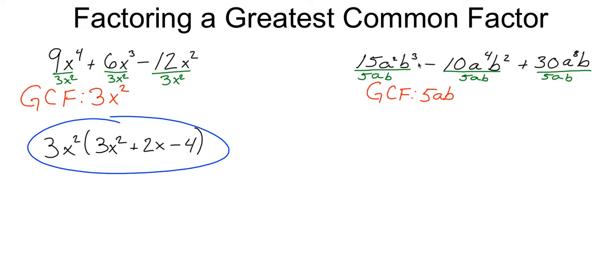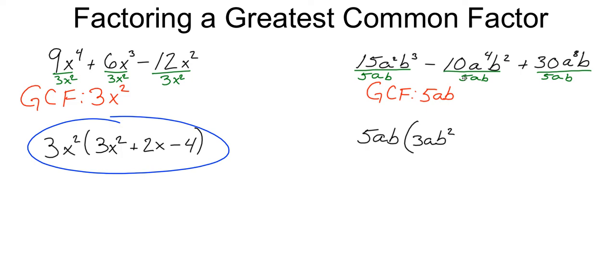So if I divide 15a squared b cubed by 5ab, it looks real complicated, but all we do is we're going to do the number divided by the number, the variable divided by the variable, and then the second variable divided by the second variable. So the first thing we have down is we have our greatest common factor, 5ab, open parentheses, and inside, I should have 3 terms because we had 3 terms up here. So 15 divided by 5 is 3. A squared divided by a is going to be a. B cubed divided by b is going to be b squared.